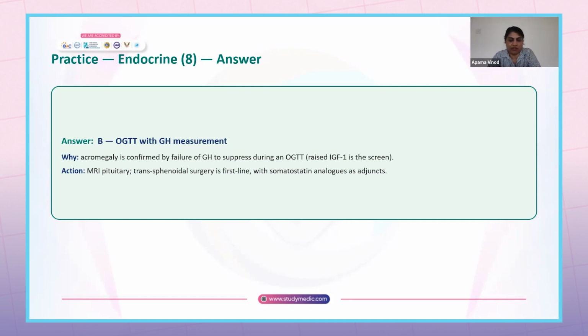How will you investigate further? You have to look at MRI pituitary. Treatment will be transsphenoidal surgery. Because the patient is already having pressure symptoms, we cannot wait to go ahead with somatostatin analogs. But it is often offered along with it so that the size will reduce concurrently while the surgery is being planned.